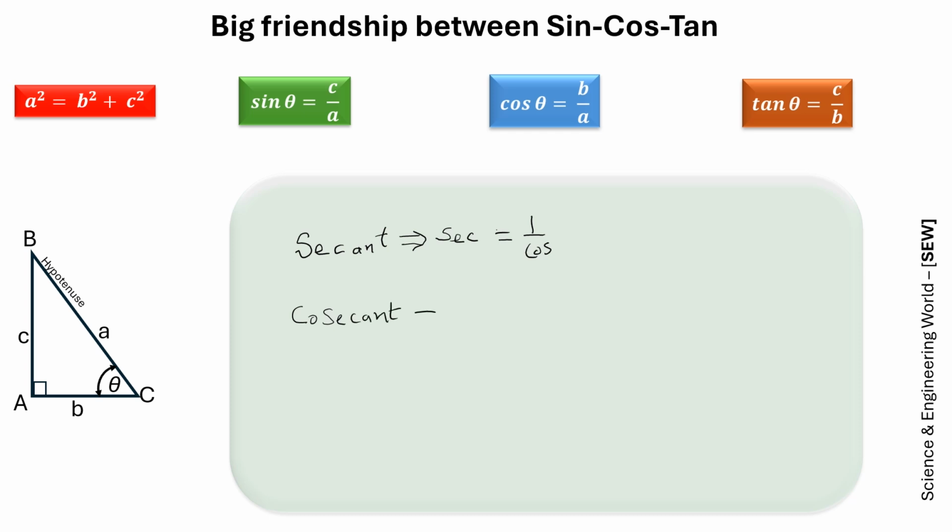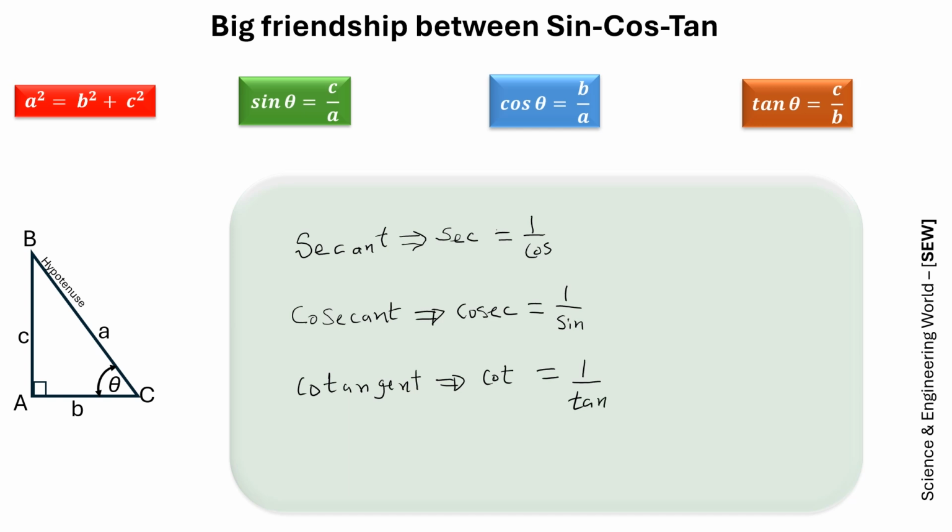Which we write as cosec, which is 1 over sine. And the third one is cotangent, which is written as cot, and it is 1 over tan.